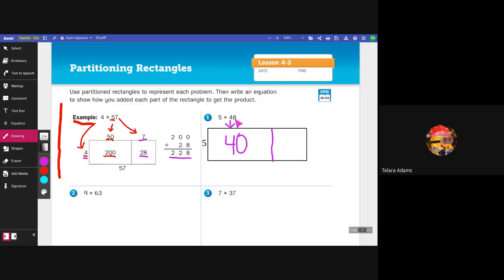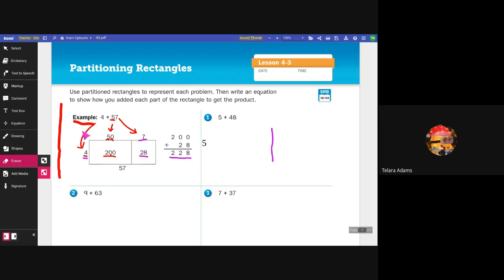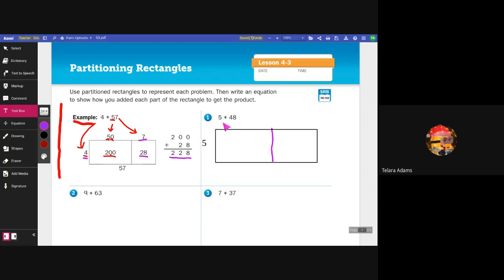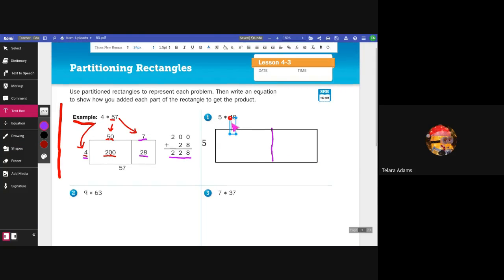And my 8 will be, hold on, I made that too big. I need to put that up top. I'm going to use my text box. Oh no, my rectangle went away. That's okay. I need it a little smaller anyway. There we go. Okay, my 4 is 40.